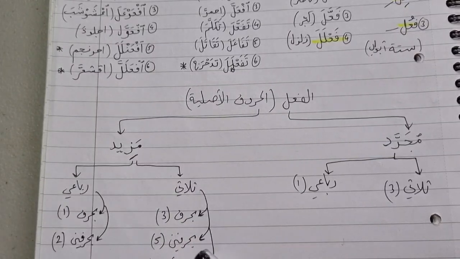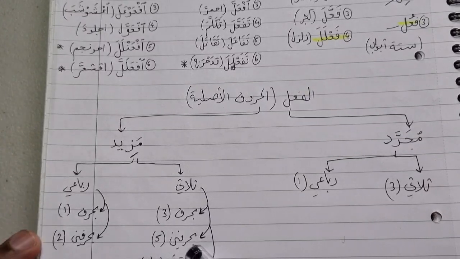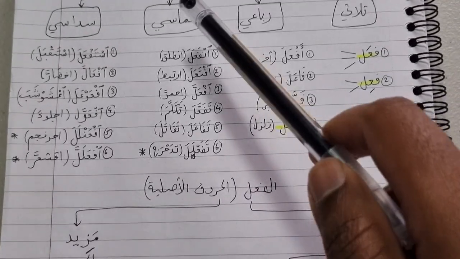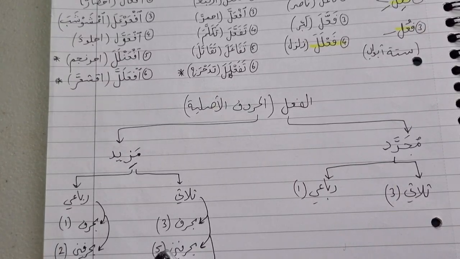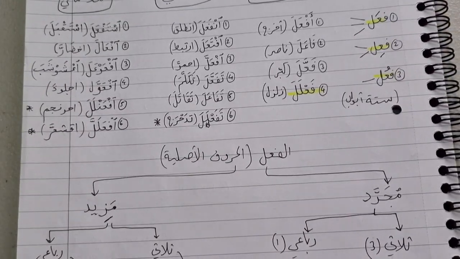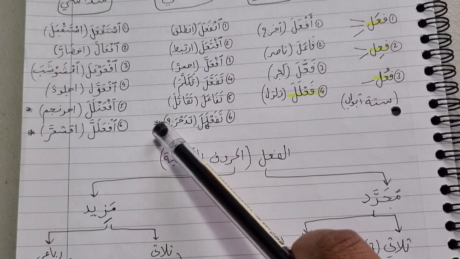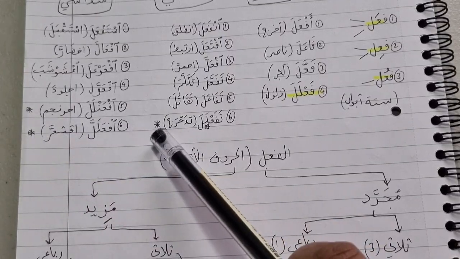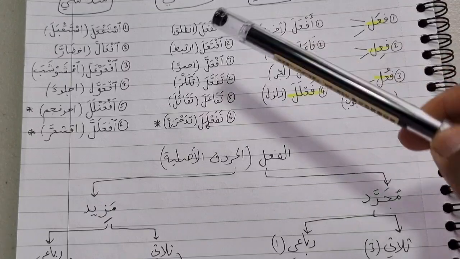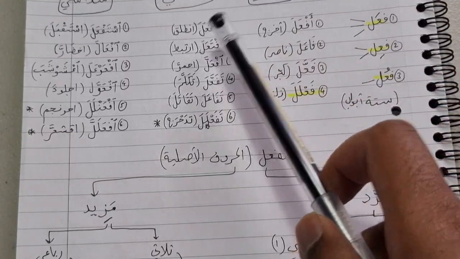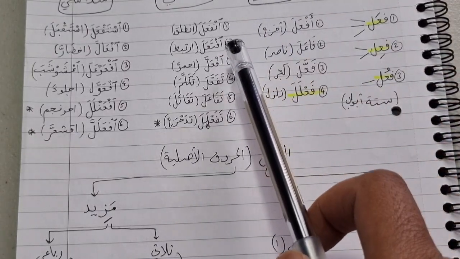Thulathi, once again, we're adding 2 extra letters. If we're adding 2 extra letters, it's going to be khumasi, right? It's going to come here. I've written 5 scales. 5 scales, minus this one that has a star, we're minusing the one that has a star. So 5. The first 5 are thulathi. They are taken from the thulathi, but we've added 2 extra letters.